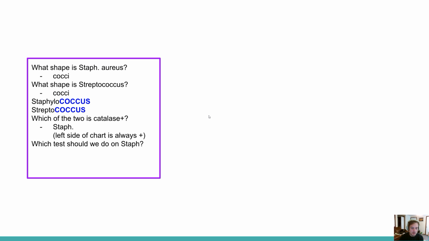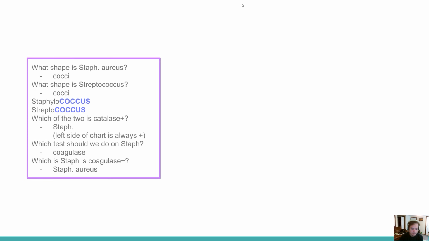So which test do we do on staph? So we saw that we had gram-positive cocci on the microscope, and then we want to determine whether it's staph or strep. We did catalase and we saw it's staph. So what test would we do next? The test we would do is coagulase to see if it's coagulase positive or coagulase negative staph. So which staph was coagulase positive? It's the notorious Staph aureus. So Staph aureus is both catalase and coagulase positive. That's going to be very, very important to know.